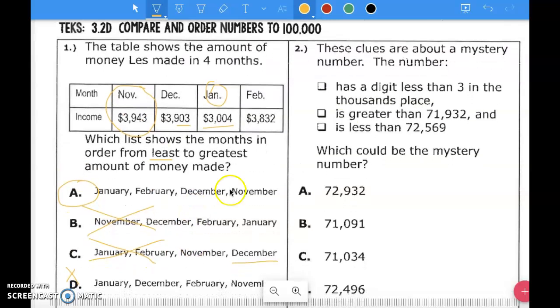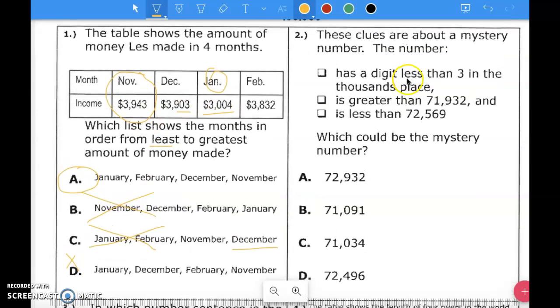These clues are about a mystery number. The number has a digit less than 3, that is 0, 1 or 2, in the thousands place. So I can do this. Remember, the comma is read thousand and you have three spaces next.